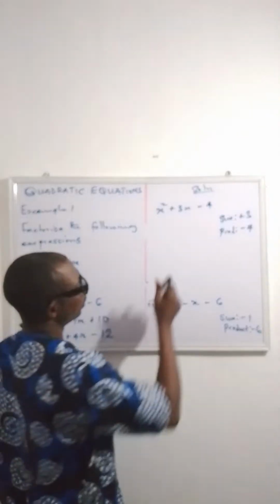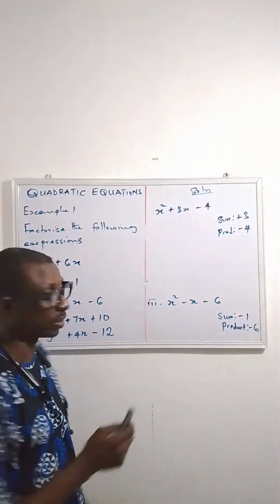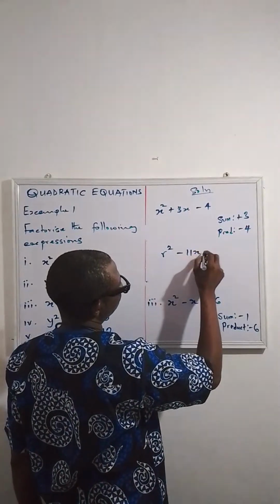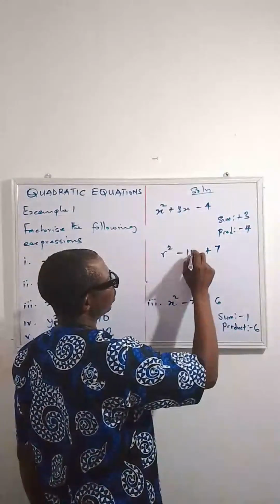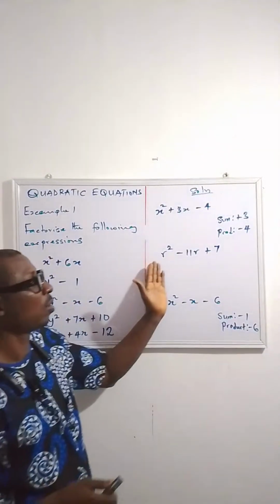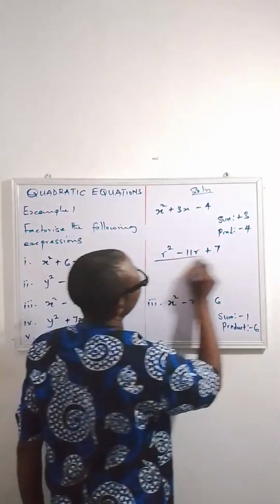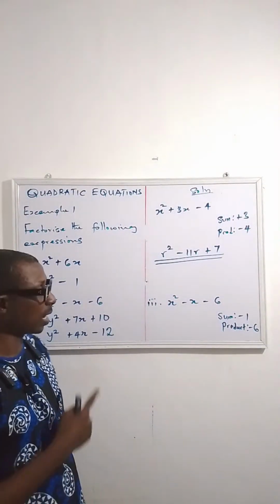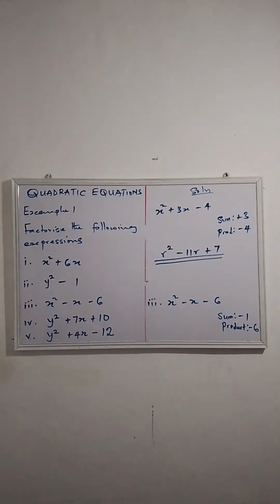Now let me give you this. You tell me the sum and product. Once you get the answer, you drop your answer in the comment section. Let's look at this: r squared minus 11x plus 7. This is r, sorry. In this case, what is the sum and what is the product of this quadratic expression? If you have your answer, drop that in the comment section.